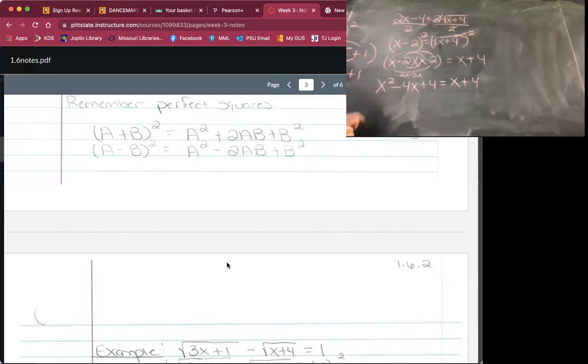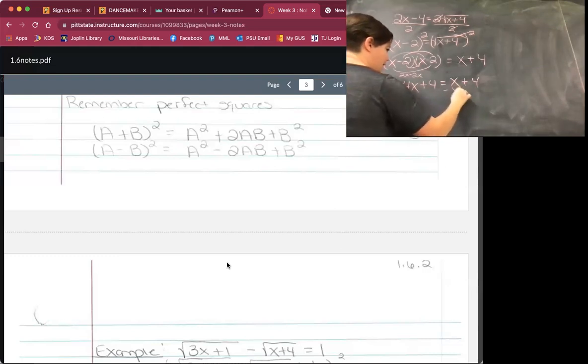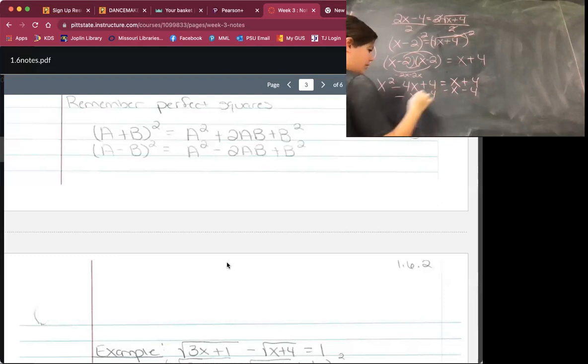Since my x squared is positive, I'm going to subtract my x and my 4 over. So subtract x, subtract 4. You get x squared minus 5x equals 0. Positive 4 minus 4 gives me no c on that side, and that's okay.